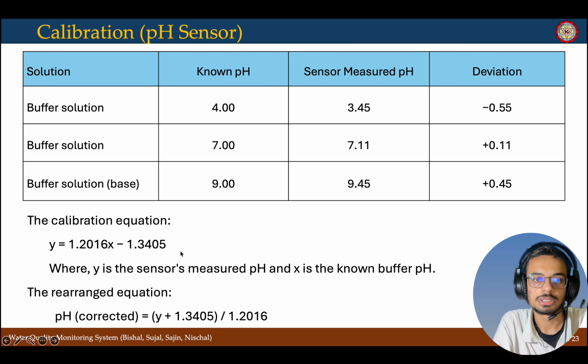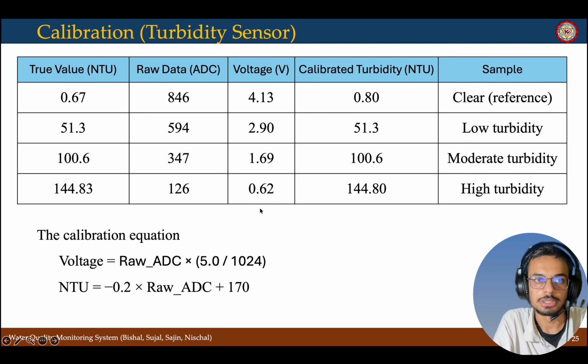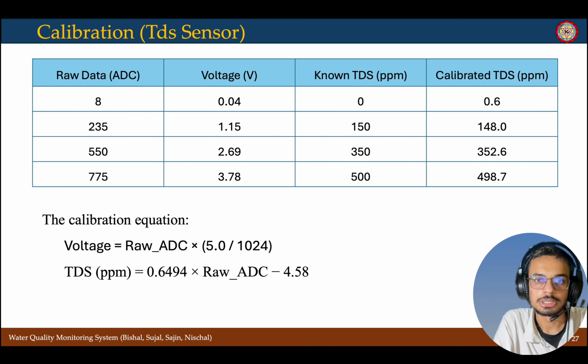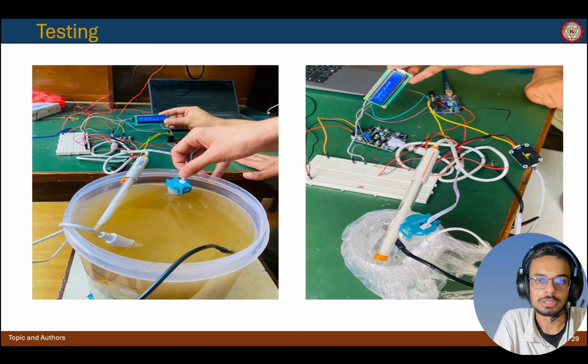Similarly for the pH sensor, this is the equation. This is the measurement, and the known pH sensor measures pH, and after calibration we reduce the error. Likewise, we have done calibration for the pH sensor, turbidity sensor, and TDS sensor. All the sensors are calibrated, and we have integrated all the sensors on a breadboard, and there is dirty water and clean water. We have measured the parameters, and they are shown on the LCD display.